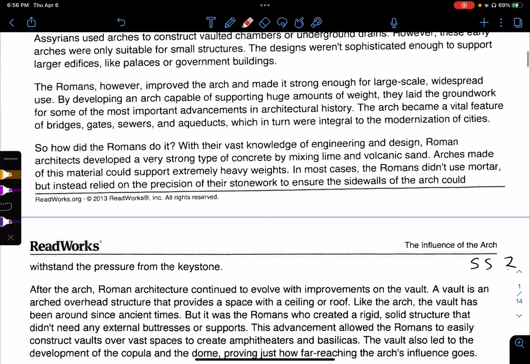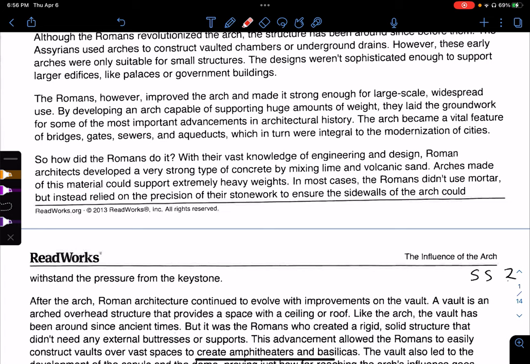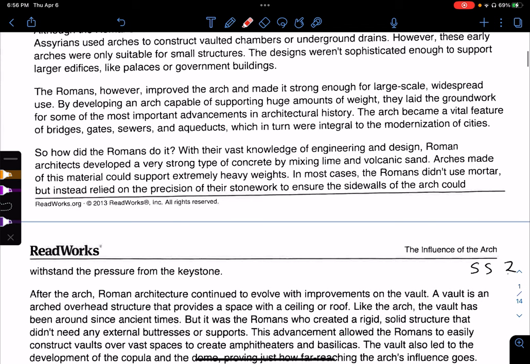So the Romans were the ones that kind of made them big, right? Literally big. The arch became a vital, very important feature of bridges, gates, sewers, and aqueducts, which in turn were integral to the modernization of cities.